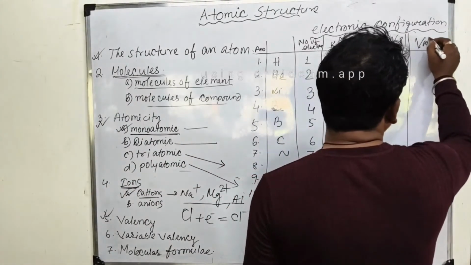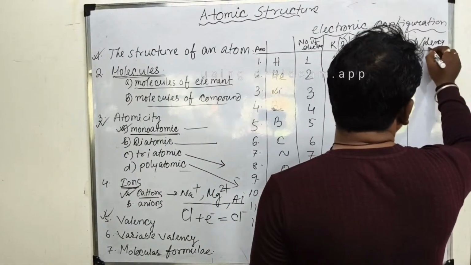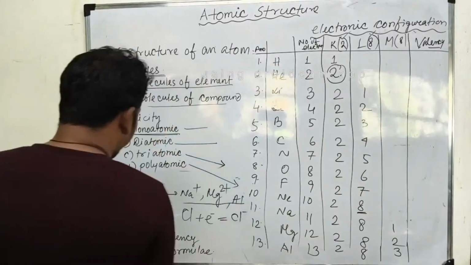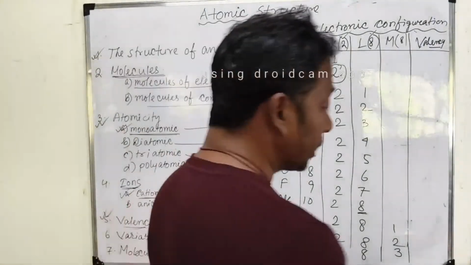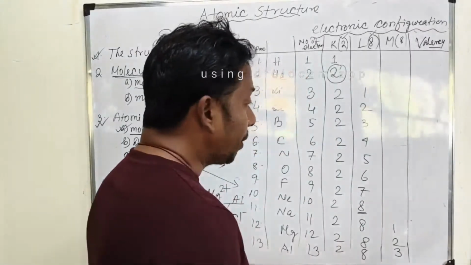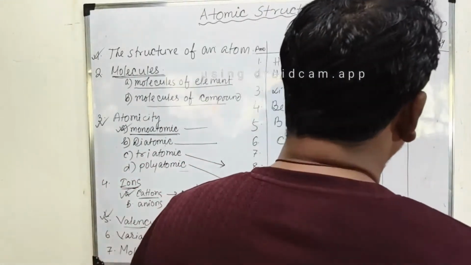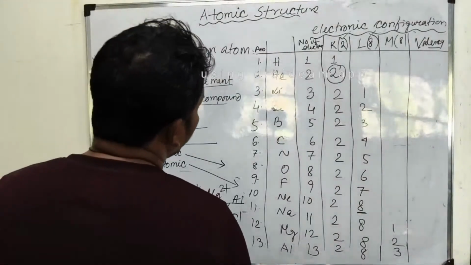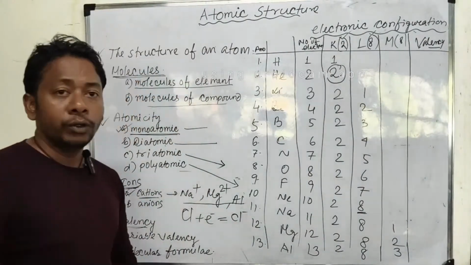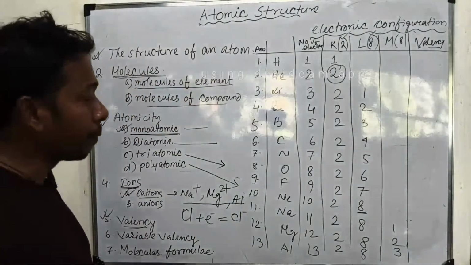How will I find out the valency? What is the meaning of valency? The valency is the combining capacity of an atom or an ion. So valency is the combining capacity of an atom or an ion. Okay.